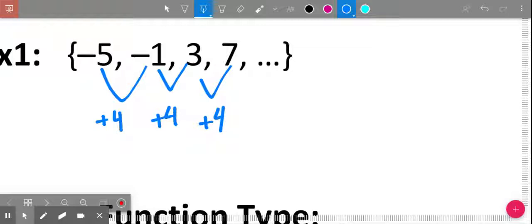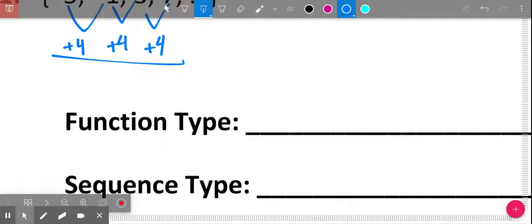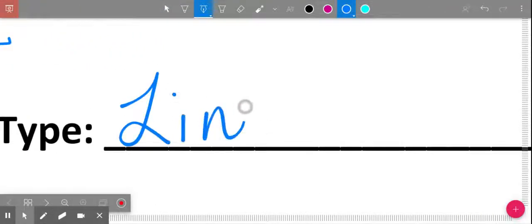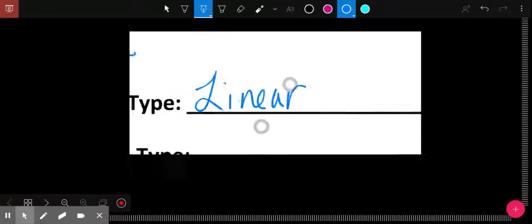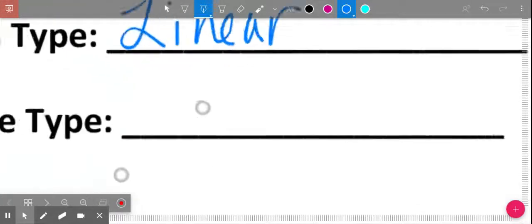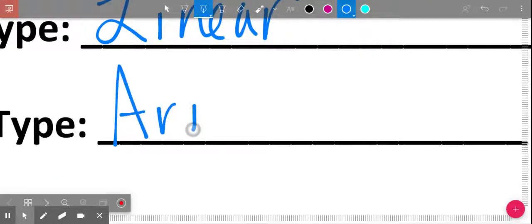If you remember from the last set of notes, we said anytime we're adding, that is going to be a linear function. So what type of function? Linear. Now there's a specific type of sequence that goes with that. Anytime we're talking about a linear function, the sequence type is going to be arithmetic.